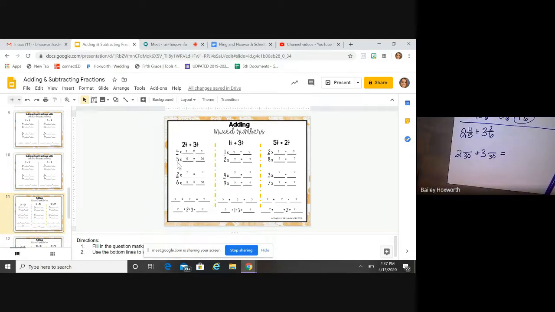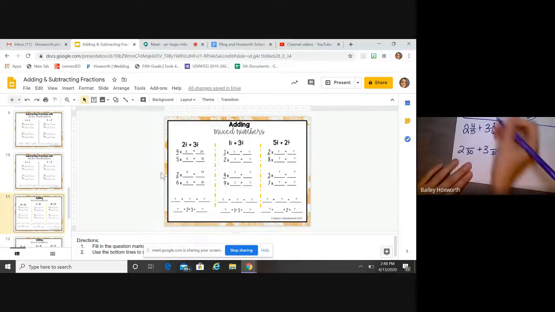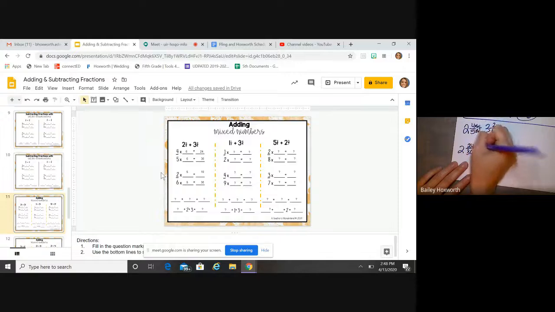If I multiplied 5 by 6, that means I need to multiply the 4 by 6. And what's 4 times 6 equal? 24. And if I multiplied the 6 by 5, I have to multiply that 2 by 5, because whatever I do to the bottom, I have to do to the top. And what's 2 times 5? 10. Okay, so let's look. 5 times 6 got me to 30, and 6 times 5 got me to 30.